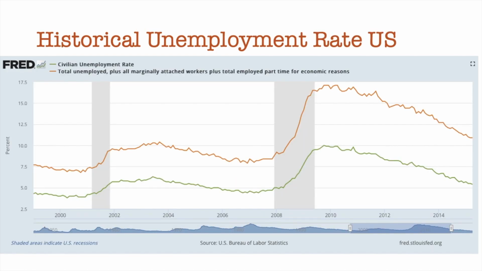So I've got some statistics here. This shows some Bureau of Labor Statistics data that has the official unemployment rate here in green, and then the orange line above it is the unemployment rate plus all marginally attached workers plus total employed part-time for economic reasons. So this orange line helps us capture some of those underemployed workers. And you can see the orange line is much, much higher than the green line, and that the space between them gets bigger during this recession.